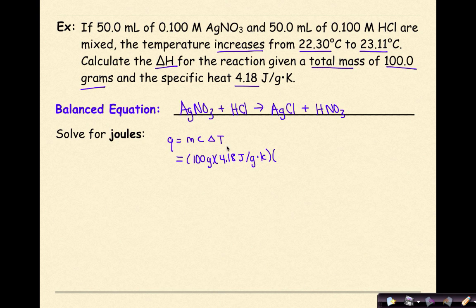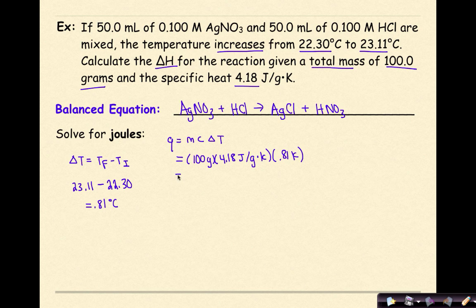And then finally, I'm going to do change in temperature. And remember, change in temperature is always going to equal temperature final minus temperature initial. So the final temperature that they give us here is 23.11 degrees Celsius minus my initial temperature, which is 22.30. If I take the difference of those two numbers, I'm going to get 0.81 degrees Celsius, which I know is the same thing as 0.81 Kelvin. So I'm going to just put that in here as 0.81 Kelvin.